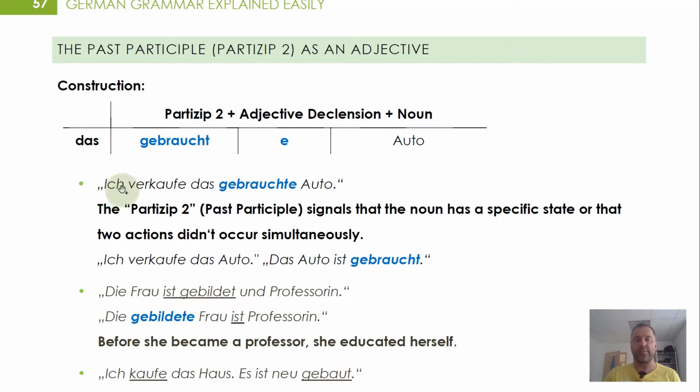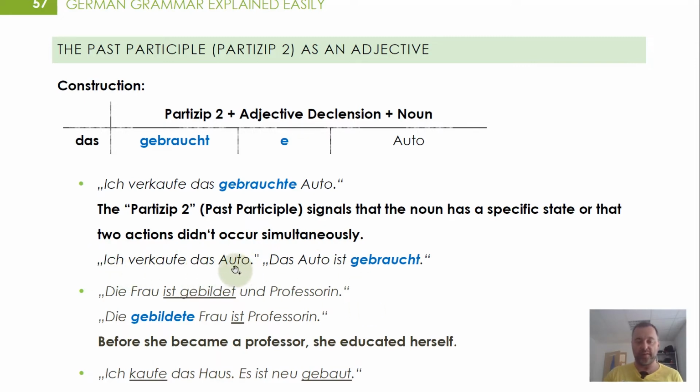So for example, ich verkaufe das gebrauchte Auto. So I'm selling the used car. So here, used indicates a state, a used car. There was an action before, I was using this car, and now it has the state used. It's not new anymore.